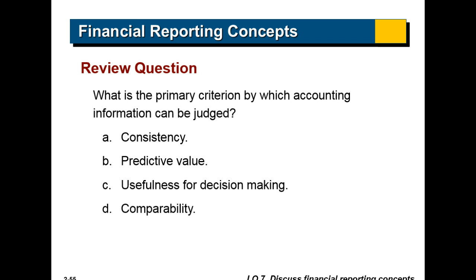What is the primary criteria by which accounting information can be judged? Is it consistent, predictive value, usefulness for decision making, or comparability? Comparability is a piece of useful decision making, but this information, why are we doing it? To help people ultimately make decisions, okay?